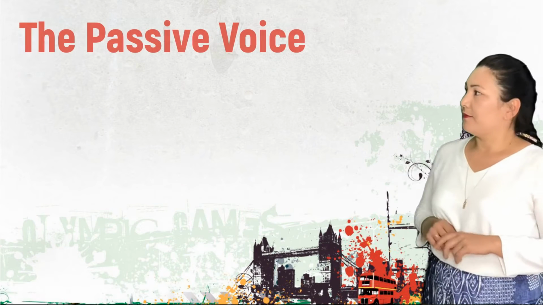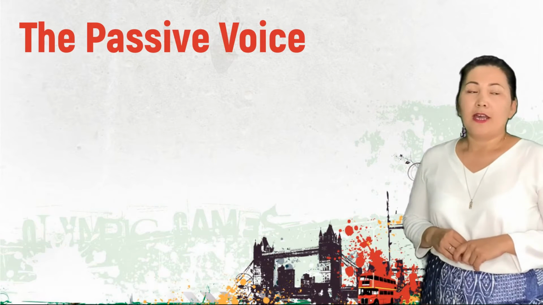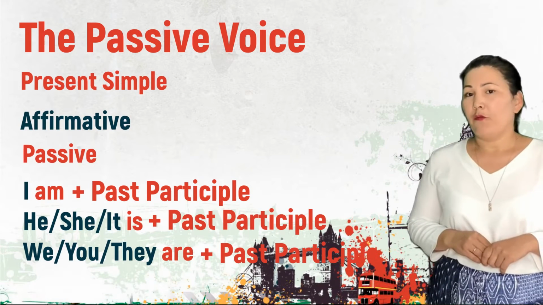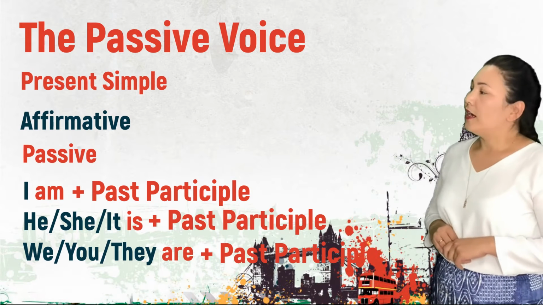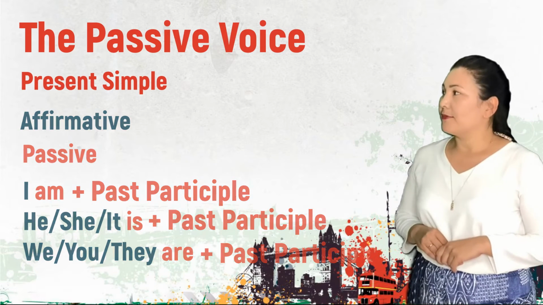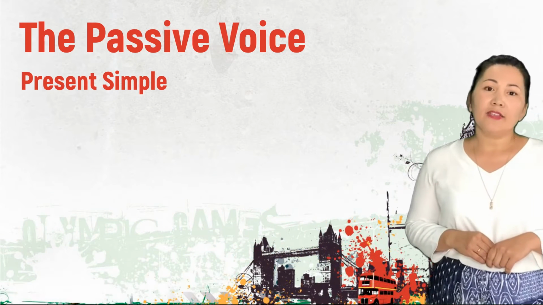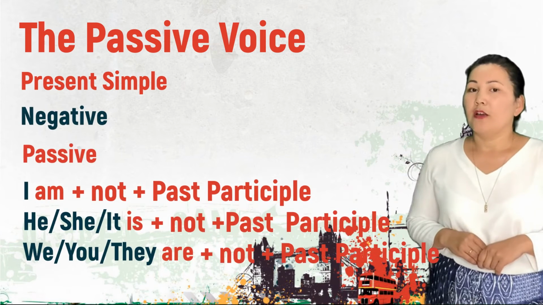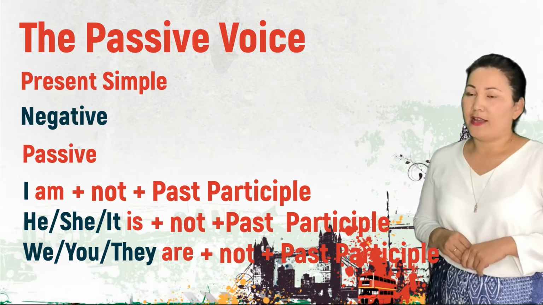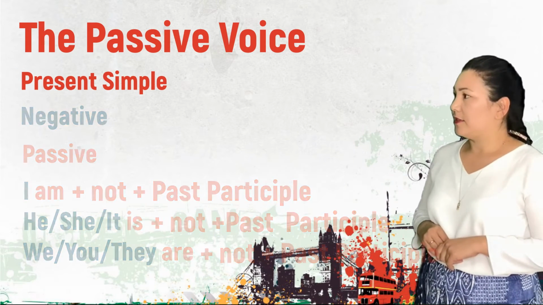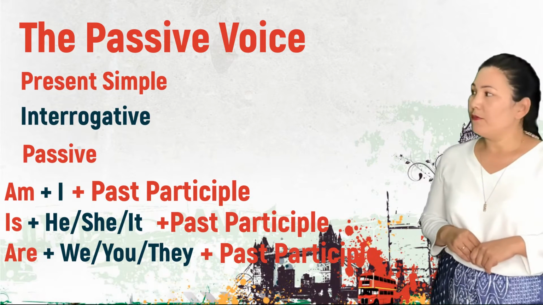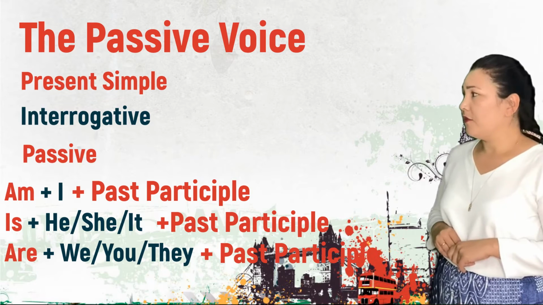Look at the table. The passive voice. Present simple in passive voice. In affirmative forms, we use auxiliary verb to be, am, is, are, and the main verb in past participle. In negative form, we use not after auxiliary verb am, is, are, and the main verb in past participle. In interrogative form, we use auxiliary verb before the subject and the main verb in past participle.